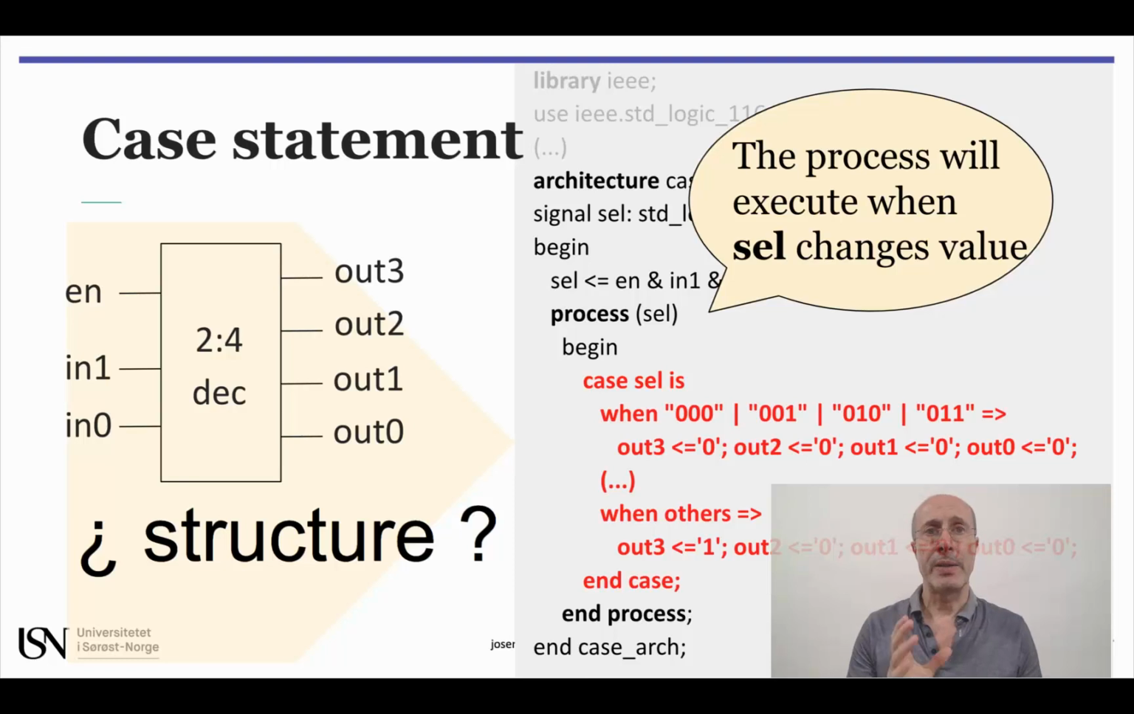The syntax of the case statement is shown here, and in this case the sensitivity list of the process comprises only one signal. However, if you look closer, you will see that sel is a 3-bit signal that results from concatenating the 3 decoder inputs. So once again, the process will be activated whenever any of these inputs changes value.